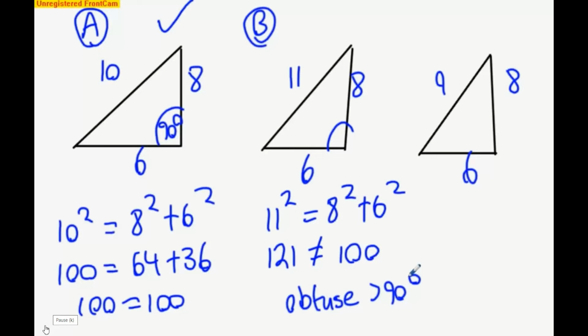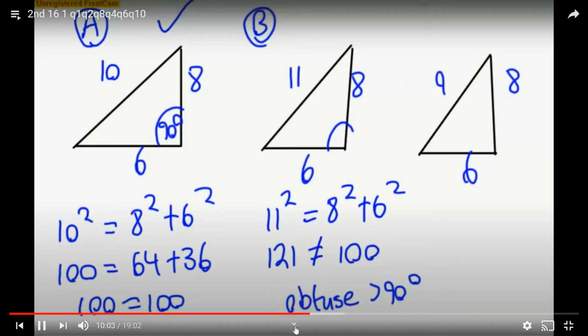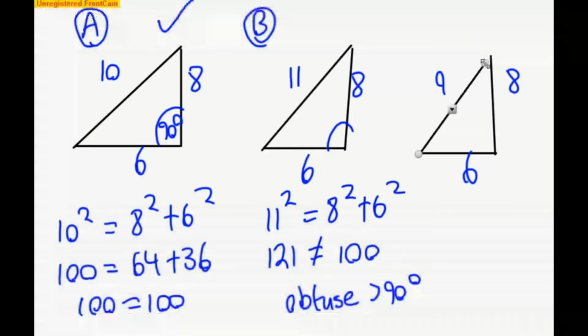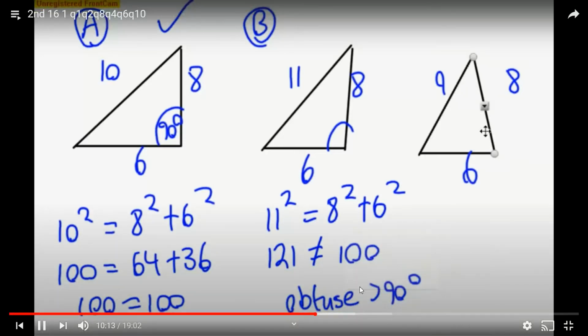The next scenario we're going to use is 9, 8, and 6. In this case, the 9 is smaller than the 10 was. So in a way, we can shorten that 9 down a little bit, okay, and bring it towards it. And this makes this angle here smaller than 90 degrees, which will make it an acute angle.